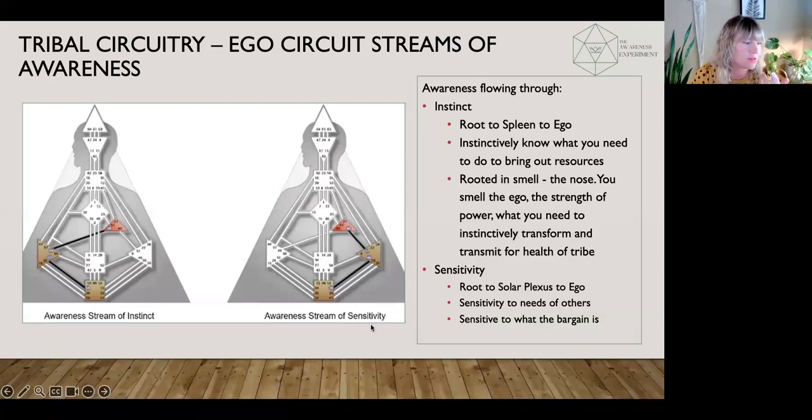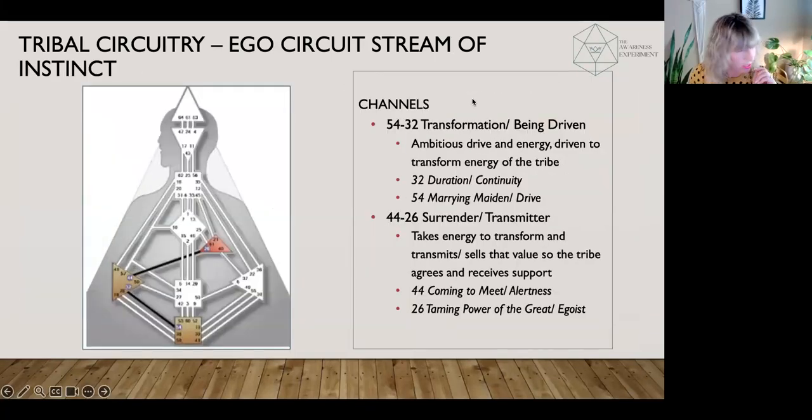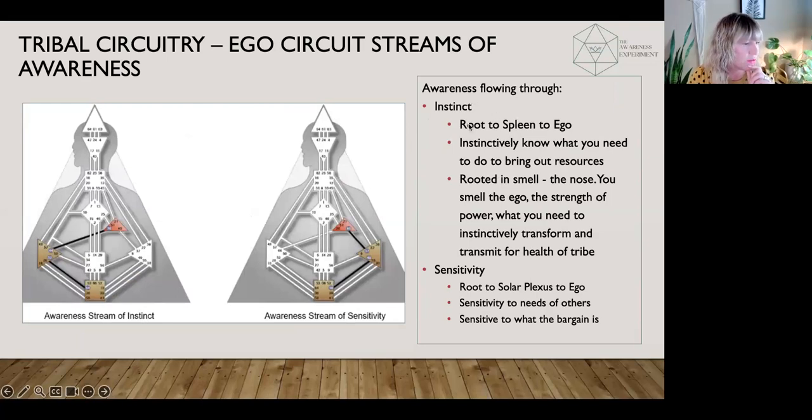And then the stream of sensitivity. What emotional principles are there? What needs do we have? This is the channel of synthesis, sensitivity, and I'll show you that in a minute. And then, what is the right community? And let's communicate what those are needing. It's about awareness flowing through instinct. Here, root, spleen, ego, instinctively knowing what you need to do to bring out the resources.